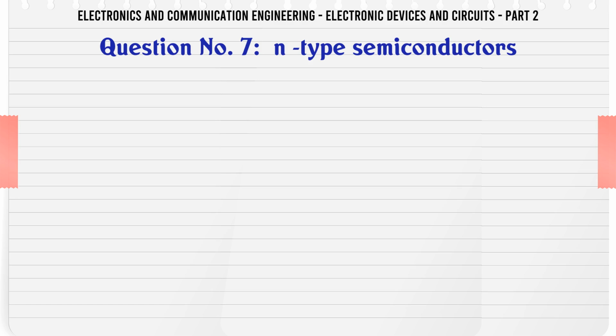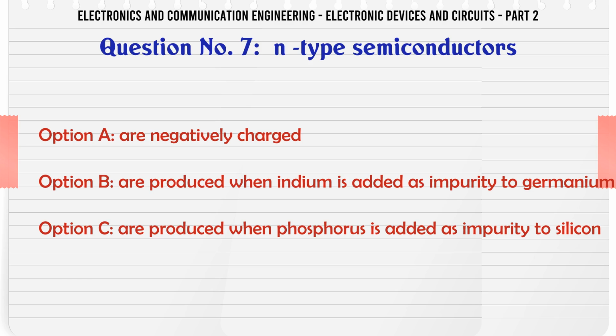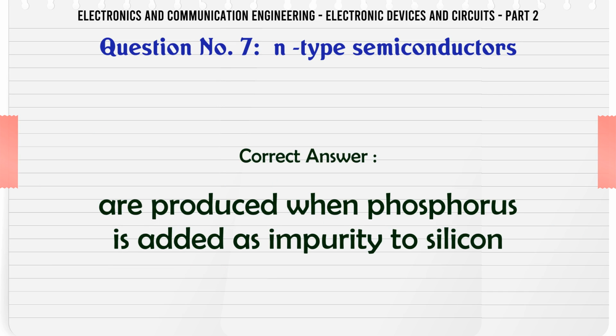N-type semiconductors: A, are negatively charged; B, are produced when indium is added as impurity to germanium; C, are produced when phosphorus is added as impurity to silicon; D, none of the above. The correct answer is are produced when phosphorus is added as impurity to silicon.